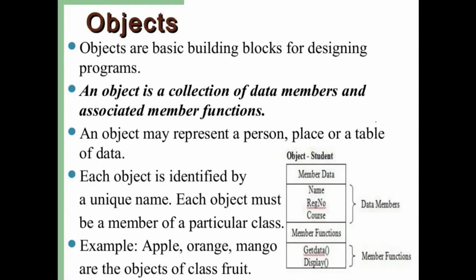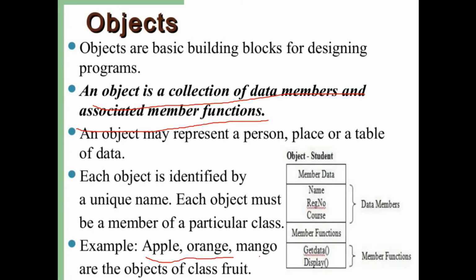Objects are the basic building block for designing the program. An object is also known as an instance of a class, you can say. So an object is a collection of data members and associated member functions. Whenever we create any class, we have to create the objects, and it is a collection of data members and the member functions. An object may represent a person, place, or a table of data, and each object is identified by a unique name, and each object must be a member of a particular class.